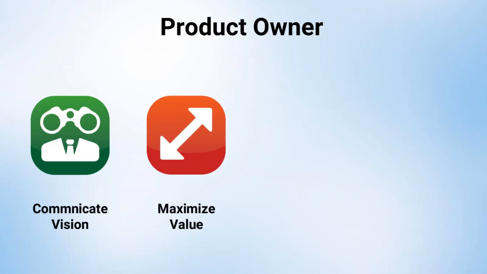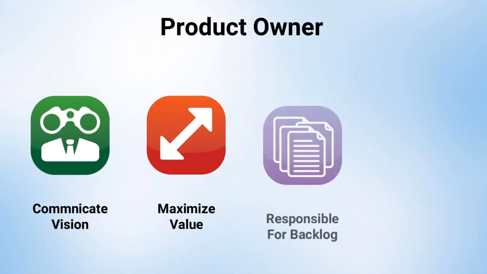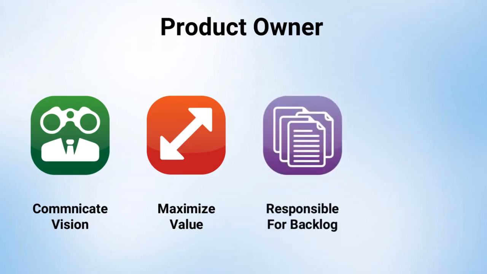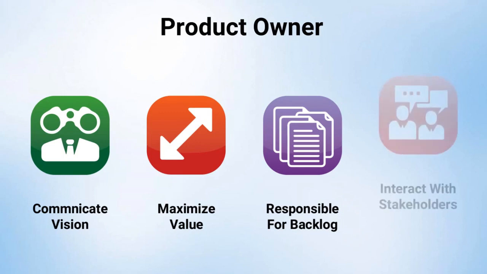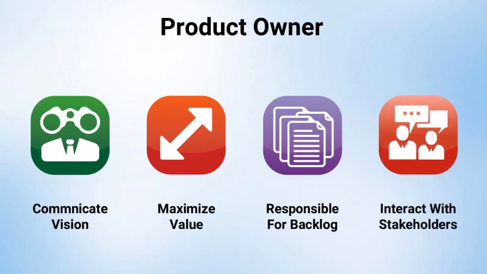The product owner is responsible for the product backlog. Others may help with the product backlog, but the product owner is responsible for it. And stakeholders primarily interact with the product owner. The product owner represents the stakeholders when they are not part of the discussion, such as during Scrum team meetings. The product owner is accountable to the stakeholders for the success of the project.